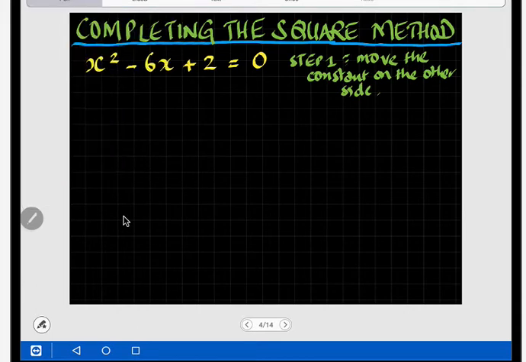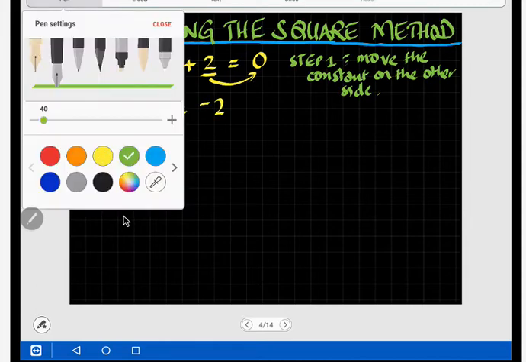Therefore, it's going to be move the constant. So this is the constant here. I have to move it to the other side. So what do I have? I will have x squared minus 6x is equal to minus 2. Right? Now, step 2.